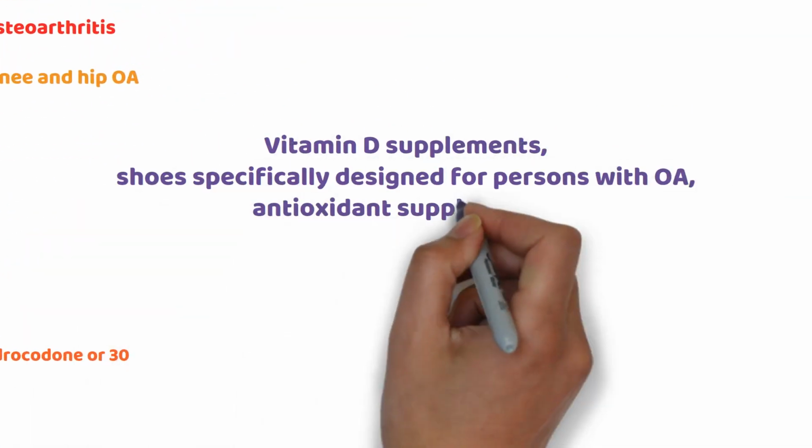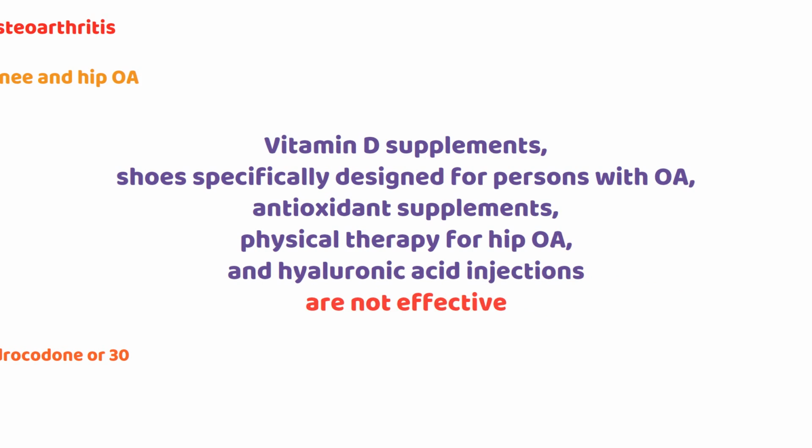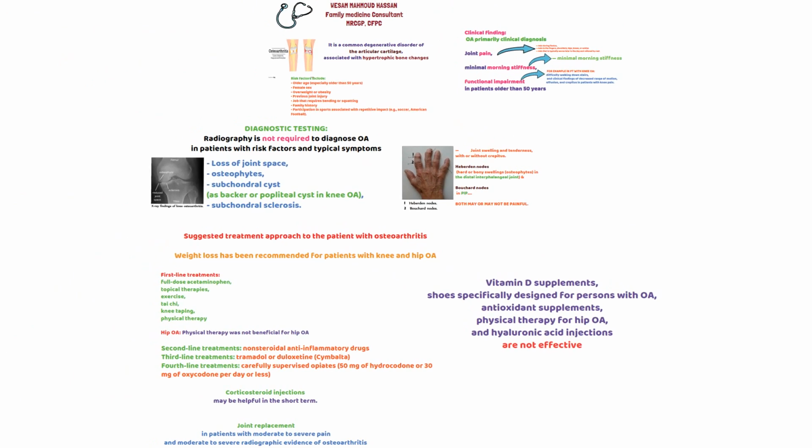We want to discuss the most important point in this topic, that vitamin D supplements, shoes specifically designed for persons with osteoarthritis, antioxidant supplements, physical therapy for hip osteoarthritis, and hyaluronic acid injections, all of those are not effective in treatment of osteoarthritis. This is according to the American Academy of Family Physicians.